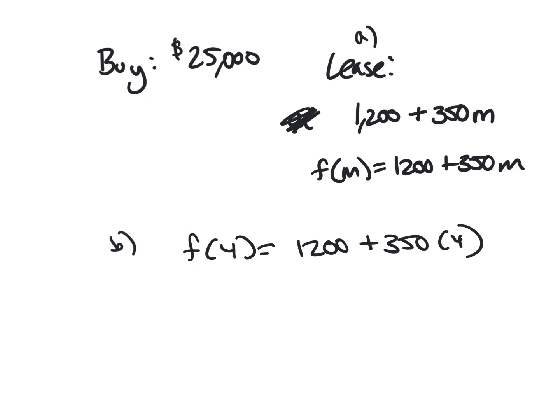Let's see. I'm trying to do this in my head. $350 times 2 is $700, so times 4 would be $1,400. So it would be $1,200 plus $1,400, which is $2,600. That's how much you'd pay on the lease. That's what you're going to pay towards the lease over the 4 years.